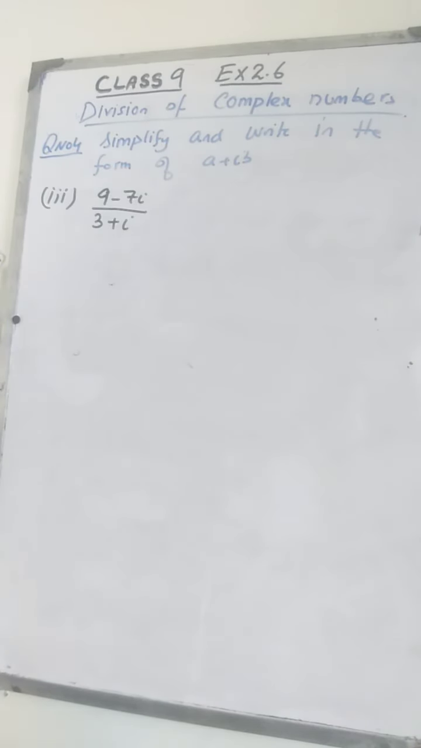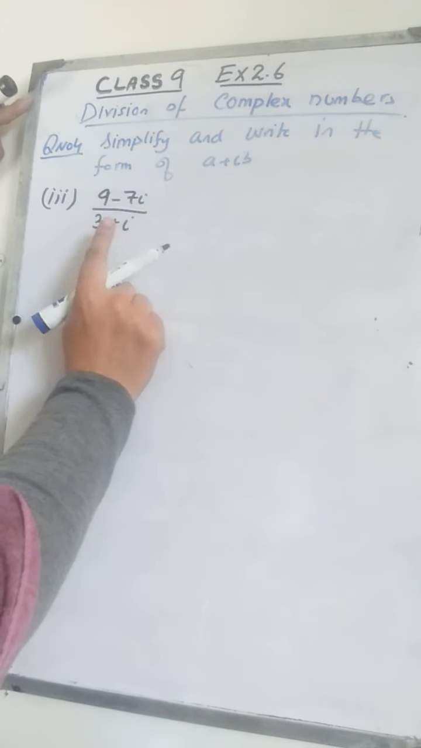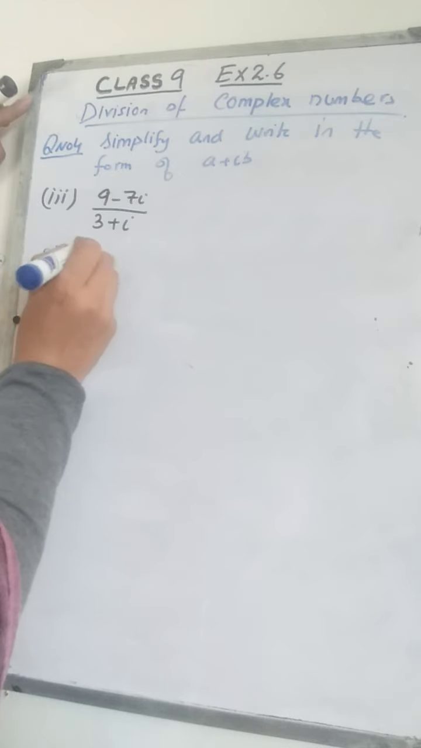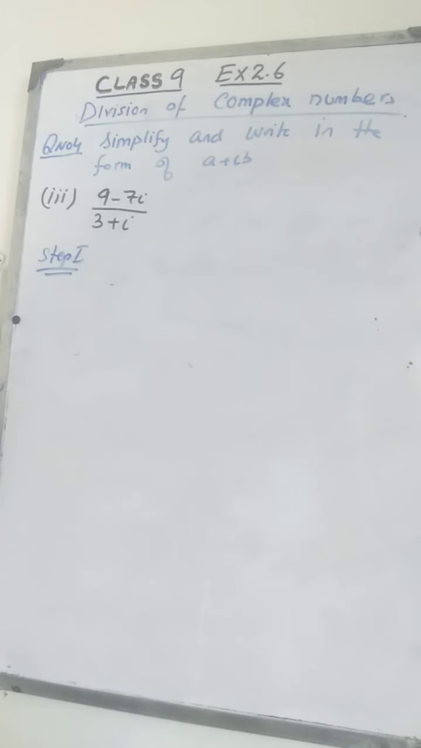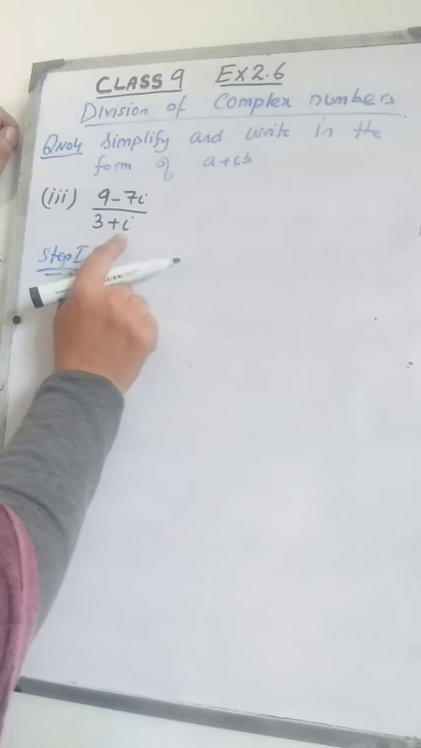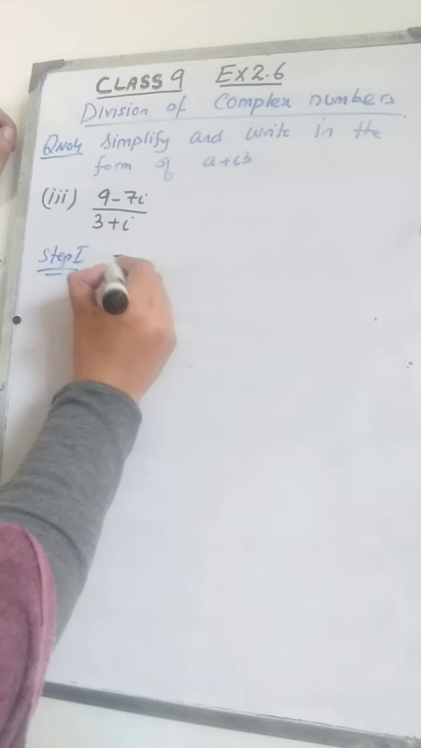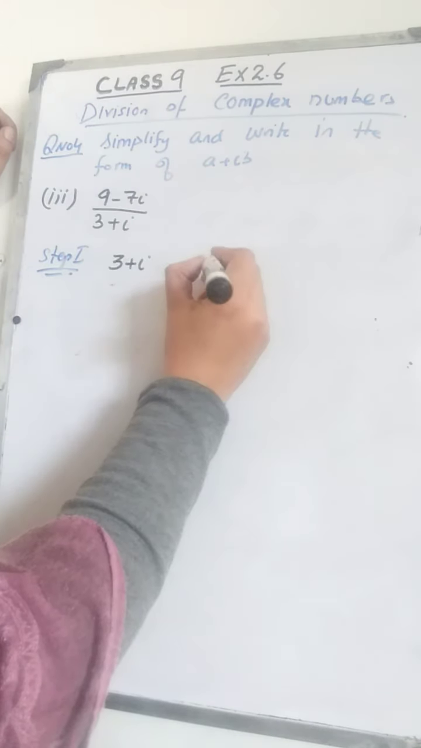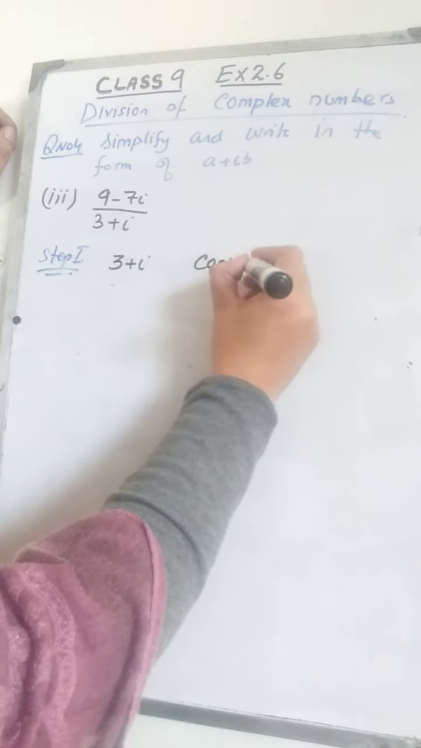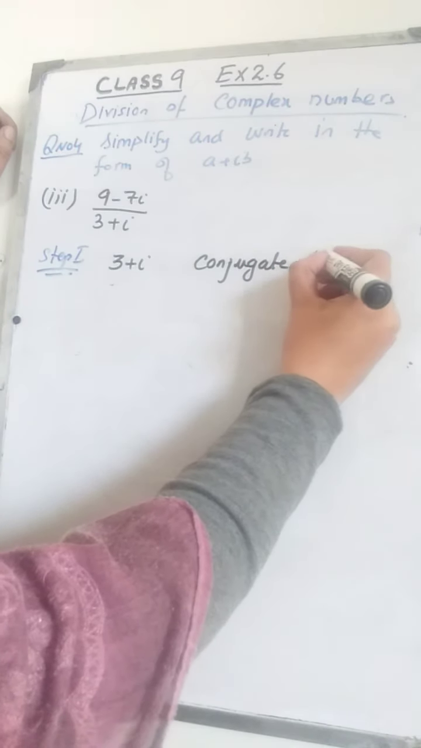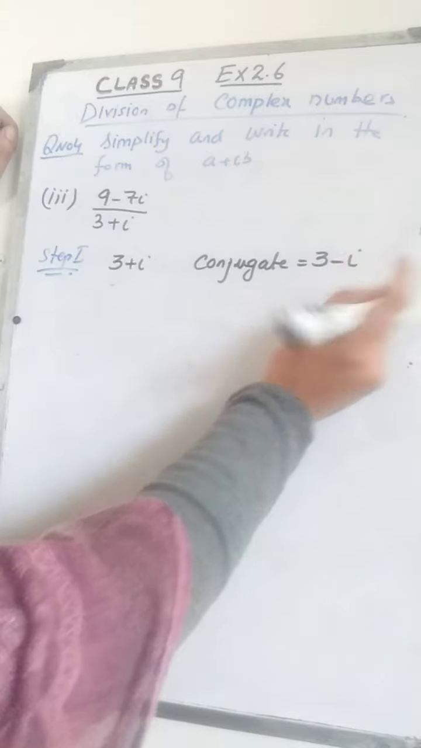Okay, the first step is that we will need the conjugate of the denominator. First step is to find the conjugate of the denominator. What you are going to do is observe the number which is written as a denominator, and write its conjugate. This is the first step. You are going to write the conjugate of the complex number in the denominator.